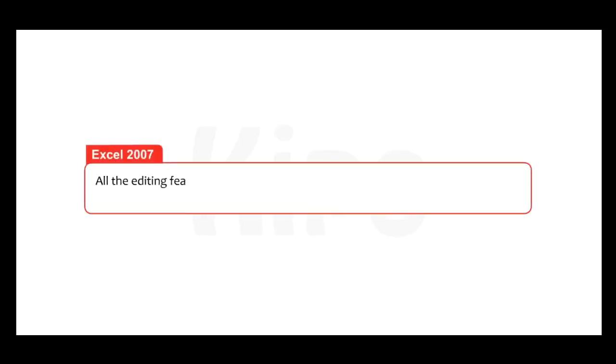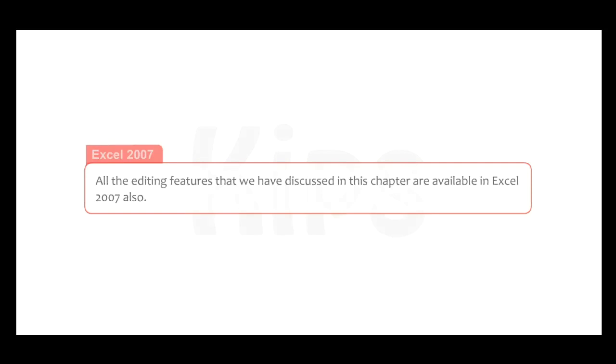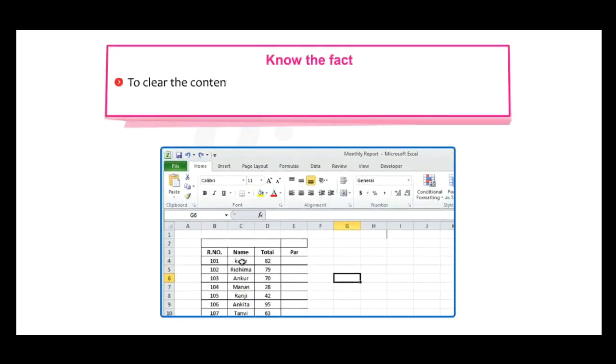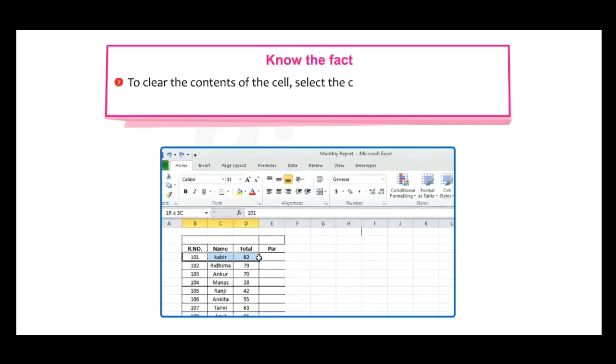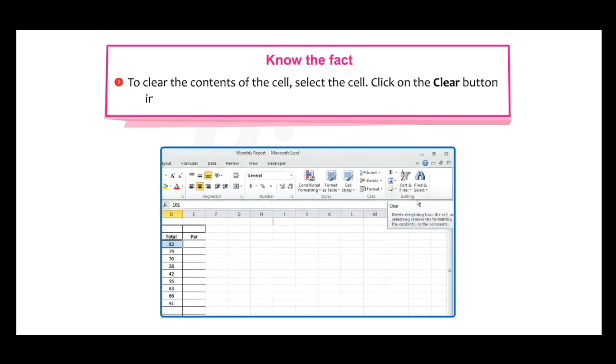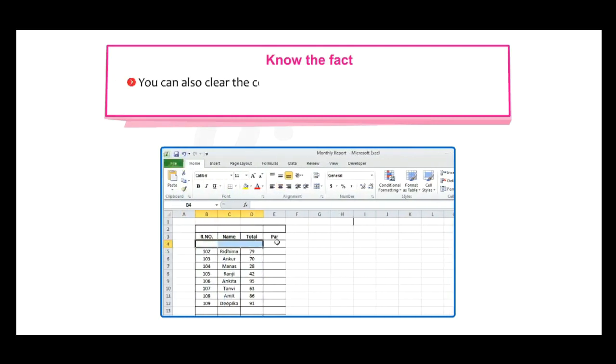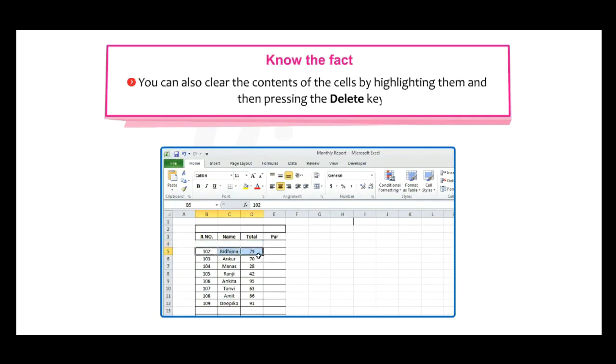Students, all the editing features that we have discussed in this chapter are available in Excel 2007 also. Students know the fact that to clear the contents of a cell, select the cell, click on the Clear button in the Editing group on the Home tab. Select the Clear All option. You can also clear the contents of the cells by highlighting them and then pressing the Delete key.